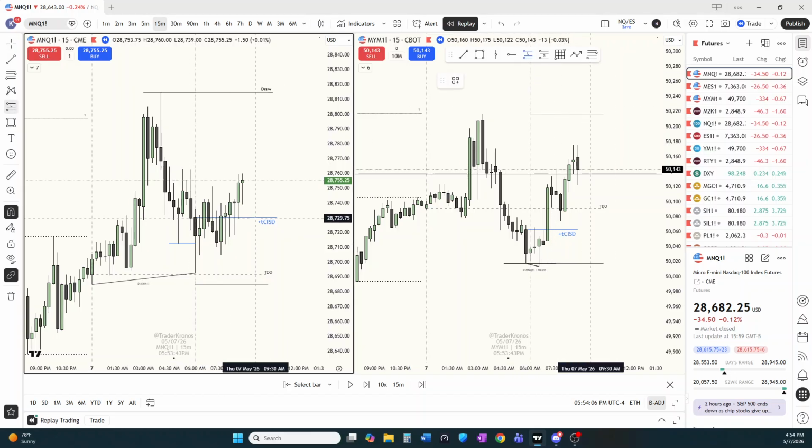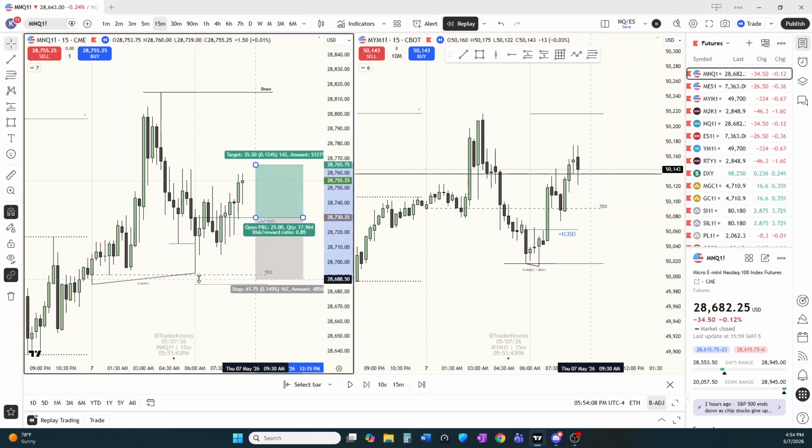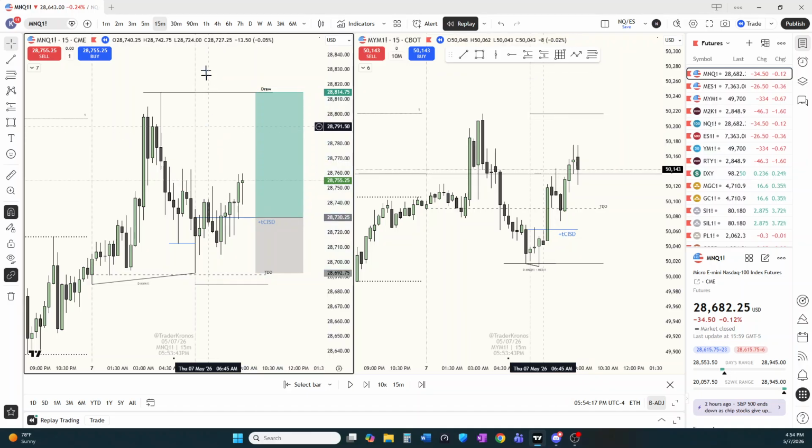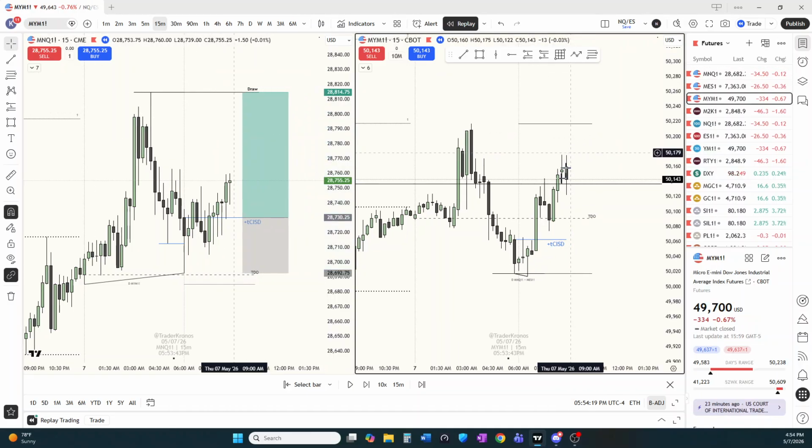So we'll put a long here. Stop will go at the sequential SMT low, simply targeting that high. It's about 2 to 2.5 R. Now, I know a lot of people will say, well, YM looks a lot stronger. It's put in this fair value gap here, right? But remember, initially it was weaker, right?